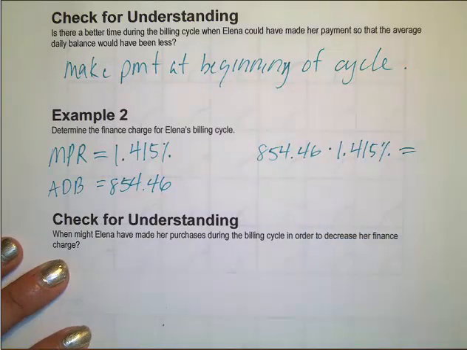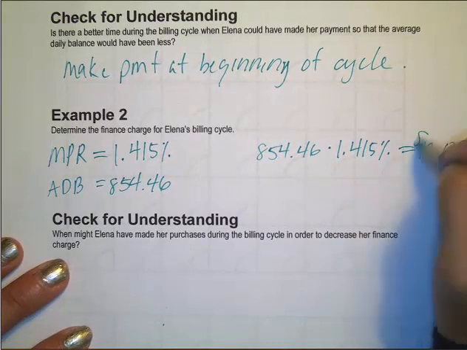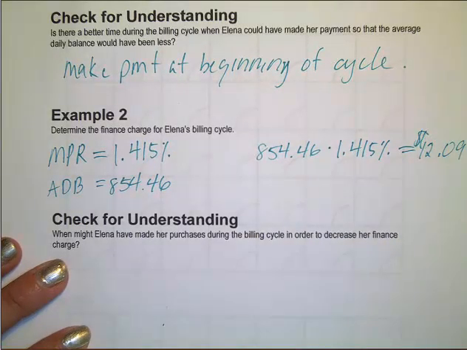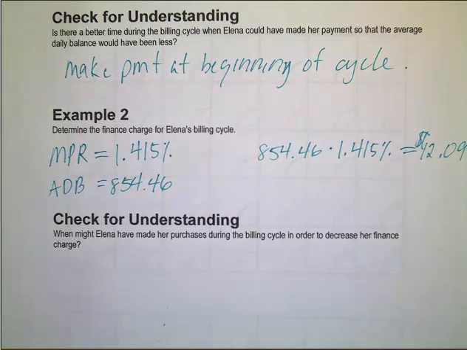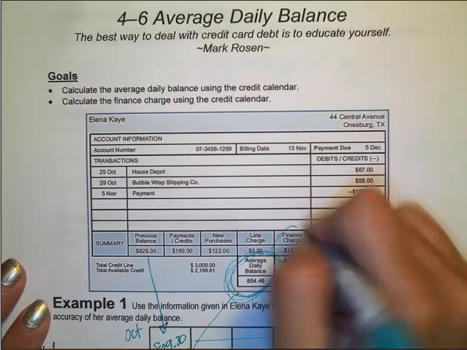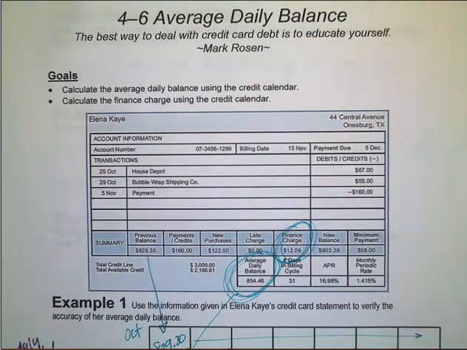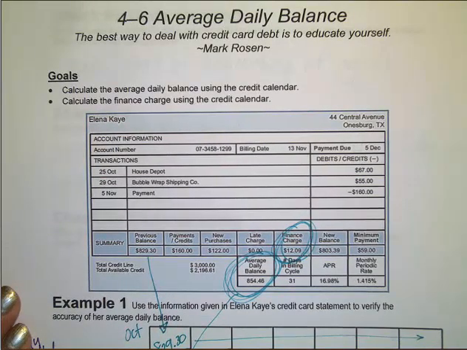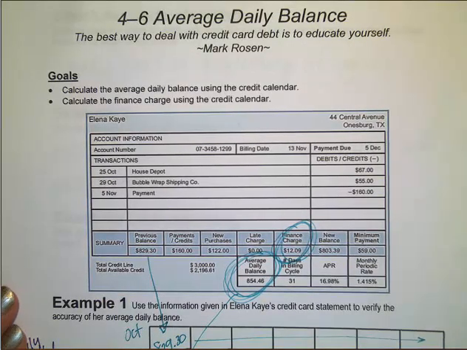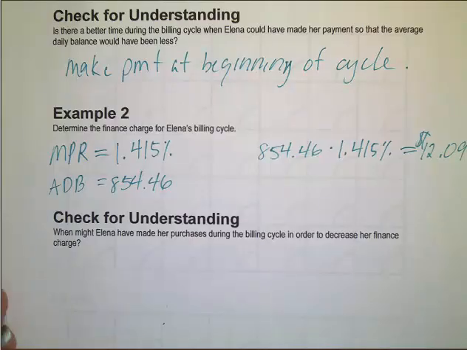Go ahead, pause the video, put that in the calculator. So you should have gotten $12.09, which again, if you look back on her statement, there's her finance charge of $12.09. So this is where these numbers come from on the statements, okay? So you could go home, and if you have a credit card, this is something you could do to verify that it is correct.